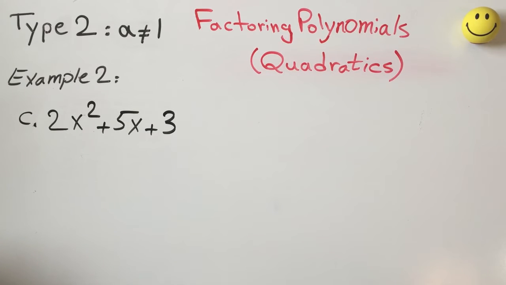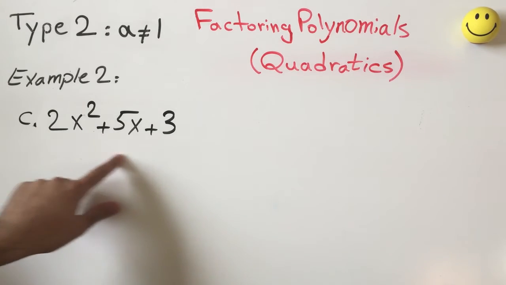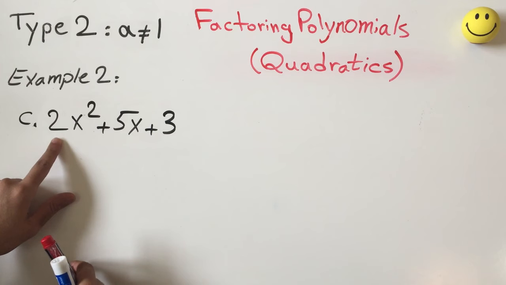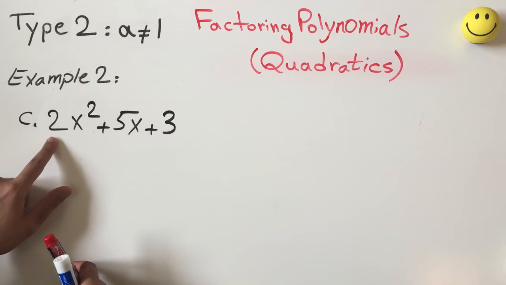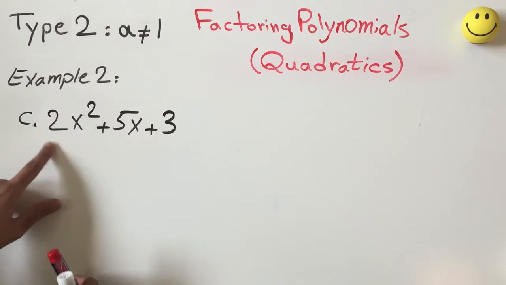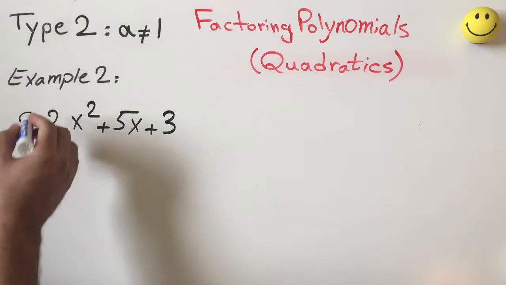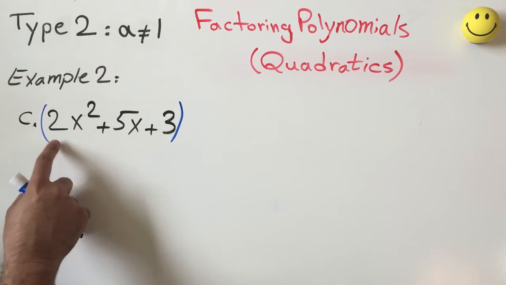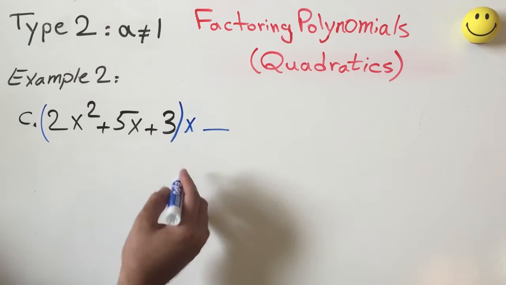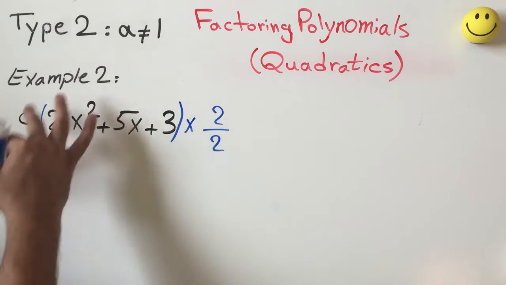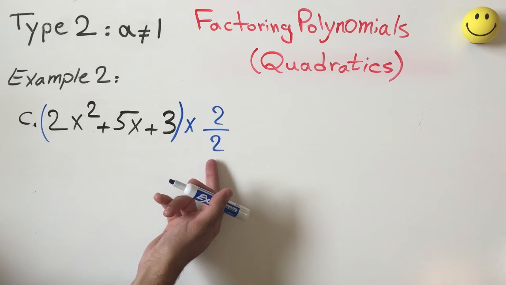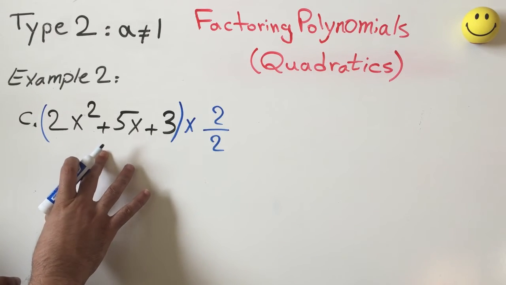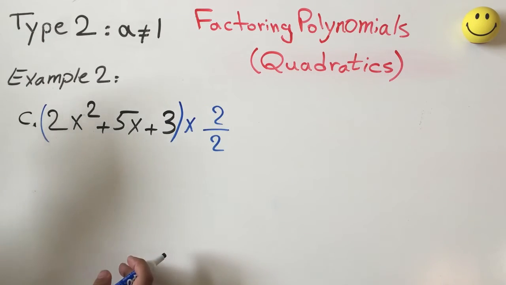Now I'm going to show you another way to factor this expression. First of all, you have to see what you have for your a value, and in this case it's 2, so we are in type 2, a is not 1. Now what you have to do is multiply and divide the whole expression by the number you see here. So in this case this is 2, so I'm going to multiply and divide the whole expression by 2. It doesn't affect the expression because 2 over 2 is 1, so we can do that.